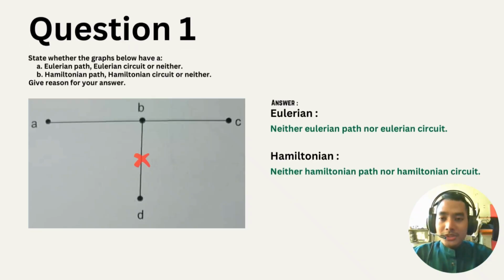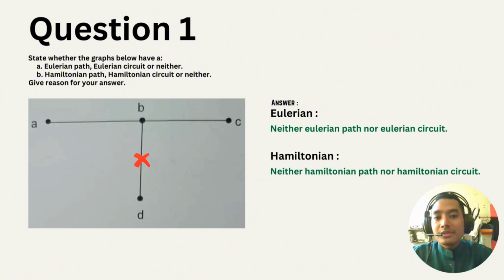Let's go to the question. We have to state whether the graph has a Eulerian path, Eulerian circuit, or neither, and also whether it has a Hamiltonian path, Hamiltonian circuit, or neither. So for question 1, let's look at the graph first to determine whether a Eulerian and Hamiltonian exist.